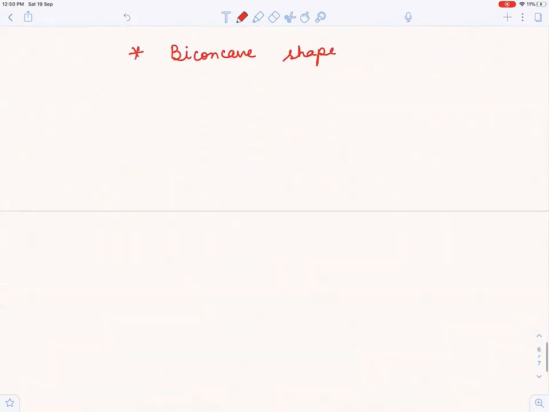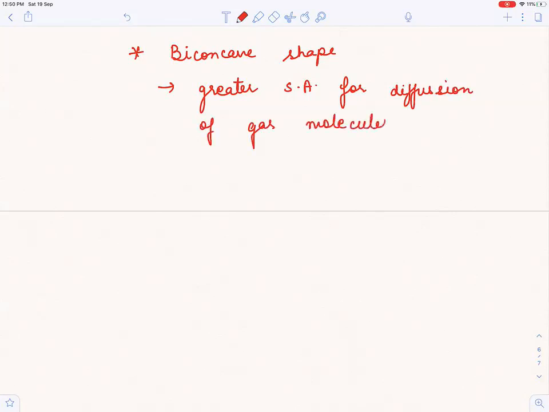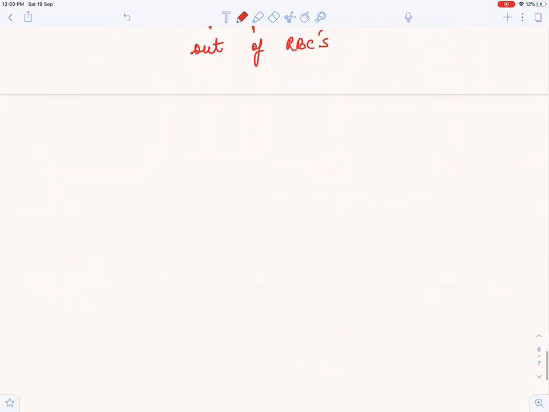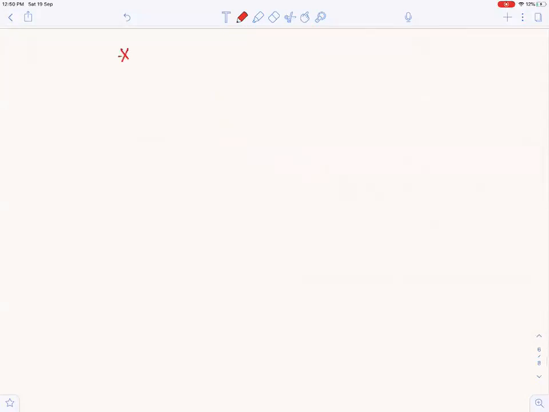RBCs, what is the shape of RBCs? Biconcave. And it also helps in one thing. What? Since it's biconcave, there is greater surface area for diffusion of gas molecules in and out of RBCs, right? So take out, in and out of. Whenever you are seeing my lectures, please keep a pen and a notebook. I am writing, but you also write, because biology is just about writing and learning.